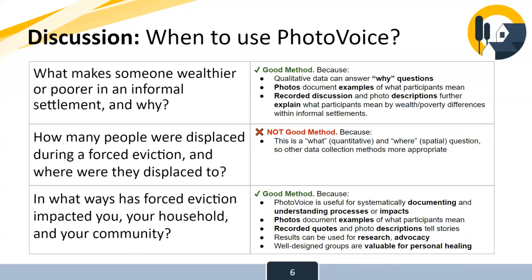A well-designed group can also be valuable for personal healing. What do I mean by this? Well, people who've experienced human rights abuses or violations, for example, forced eviction, have a trauma. And when you bring people together in a group who've experienced a similar trauma and they feel safe to speak in that group, and they can kind of process what they've been through, they find value in what other people have to say, and they can get support around their trauma. These photo voice groups can actually be really meaningful for the people who participate in them.